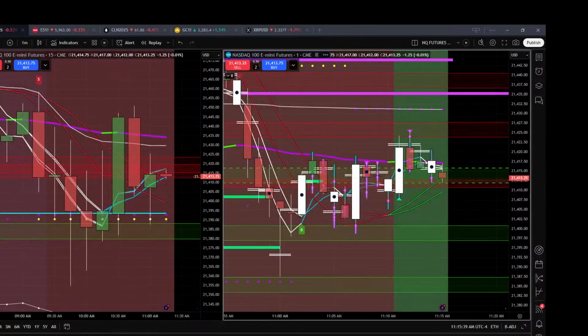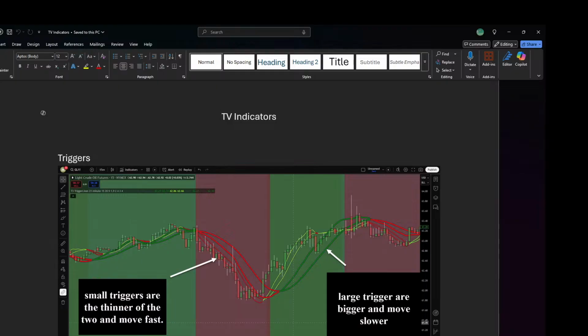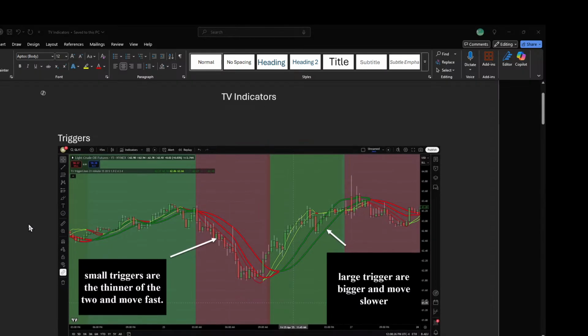All right, guys, TradingView. That's what it looks like. But I'm going to break it down a little bit. TradingView indicators. I'm going to drop this in the room. I forgot that I made these. The first one's triggers. We're just going to talk about what you're going to see.